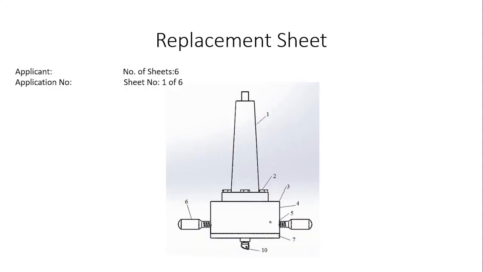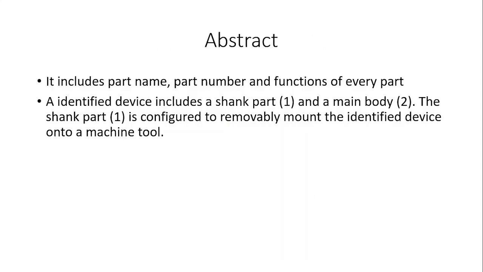Already I told you how I write this. Here you see one of the sketches I provided for your understanding. For this product I wrote everything in the abstract. It includes part name, part number and functions of every part. The identified device includes a shank part 1 and a main body 2. The shank part 1 is configured to removably mount the identified device onto the machine tool.